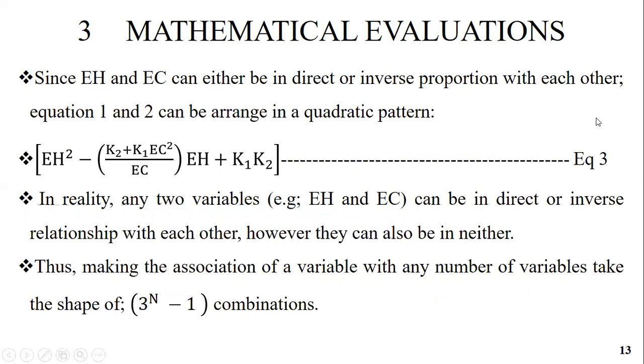In reality, any two variables, say EH and EC, can be in direct or inverse relationship with each other. However, they can also be in neither. Thus, making the association of a variable with any number of variables take the shape of 3 power n minus 1 combination.